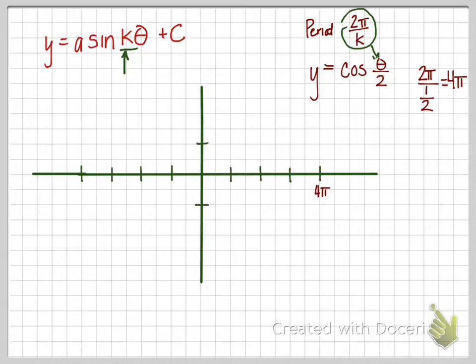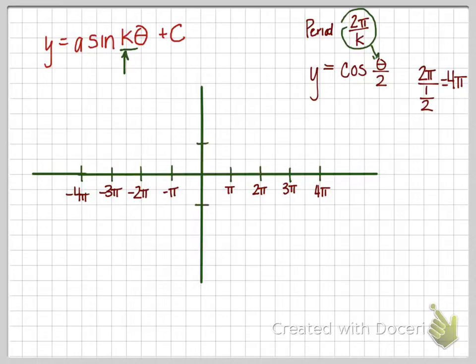So 4 pi, negative 4 pi. Negative 2 pi, negative pi, negative 3 pi. Half the way is going to be negative 2 pi, a quarter of the way is negative pi, and then likewise pi, 2 pi, and 3 pi. And then I'm just graphing a cosine graph.